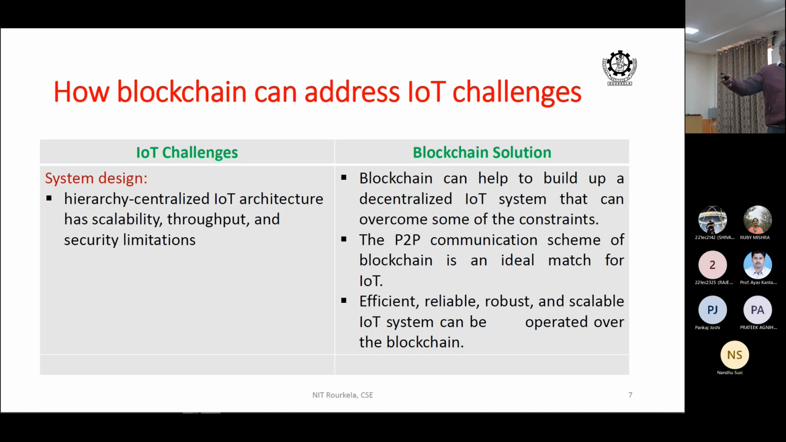Blockchain provides a distributed, decentralized architecture. So from here, you can move towards the blockchain, and then you can get a decentralized architecture. Blockchain is basically peer-to-peer communication. This peer-to-peer communication scheme in a blockchain is an ideal match for an IoT. And blockchain solutions can provide an efficient, reliable, robust, scalable IoT system that can be operated over the blockchain.